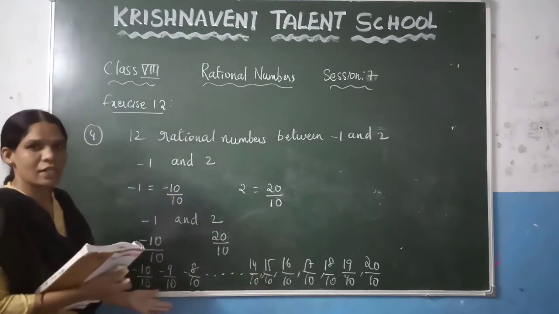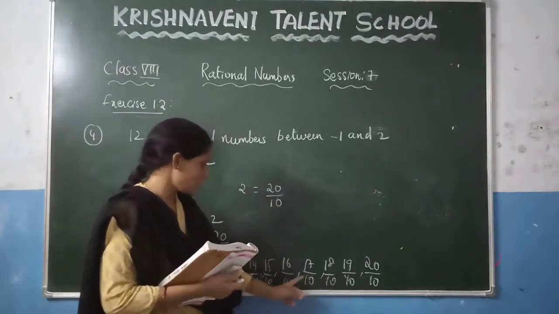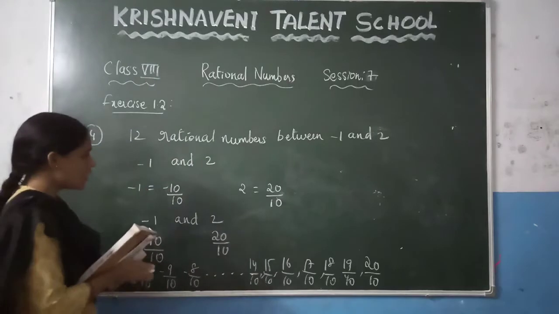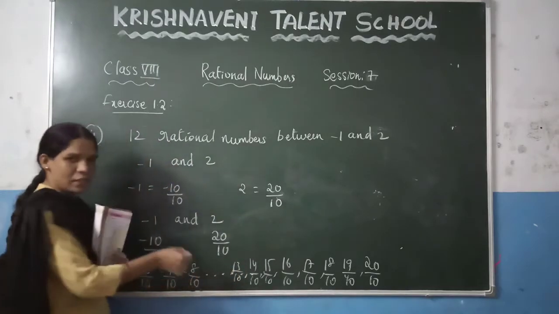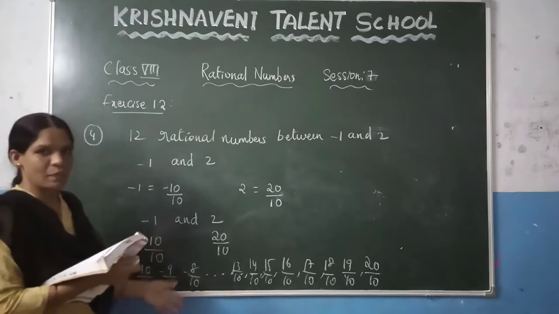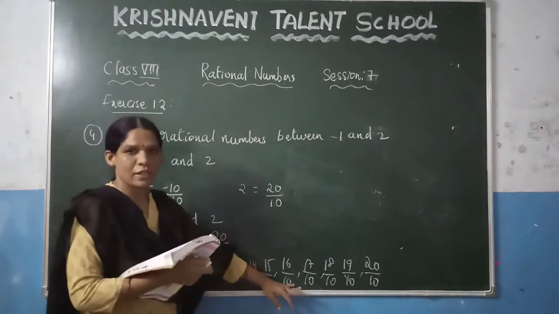You can take any 12 rational numbers among these numbers. You can take these: 1, 2, 3, 4, 5, 6, and after that 13 by 10, 12 by 10, 11 by 10, 8 by 10, 9 by 10. All these numbers lie between minus 10 by 10 and 20 by 10.